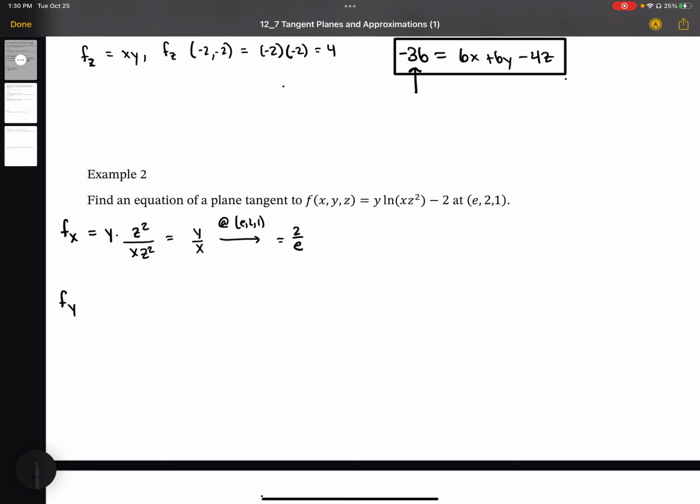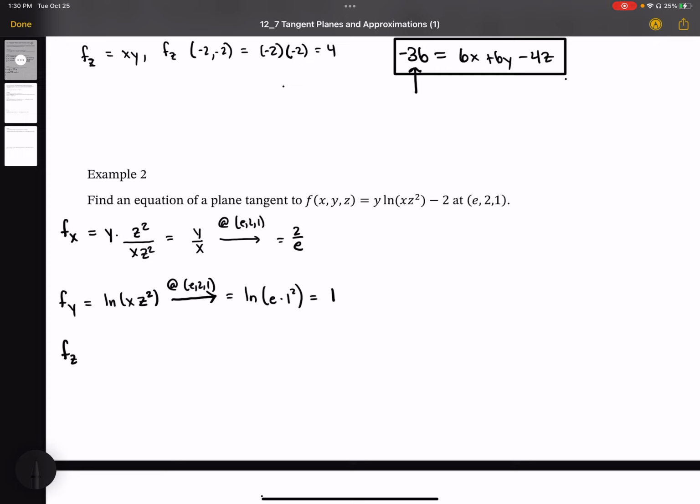And then fy: y is the variable, so the derivative of y is 1 times its constant, which is the ln of xz squared. Then we evaluate this at (e, 2, 1). That's going to be the ln of e times 1 squared, which is 1. The ln of e is 1.